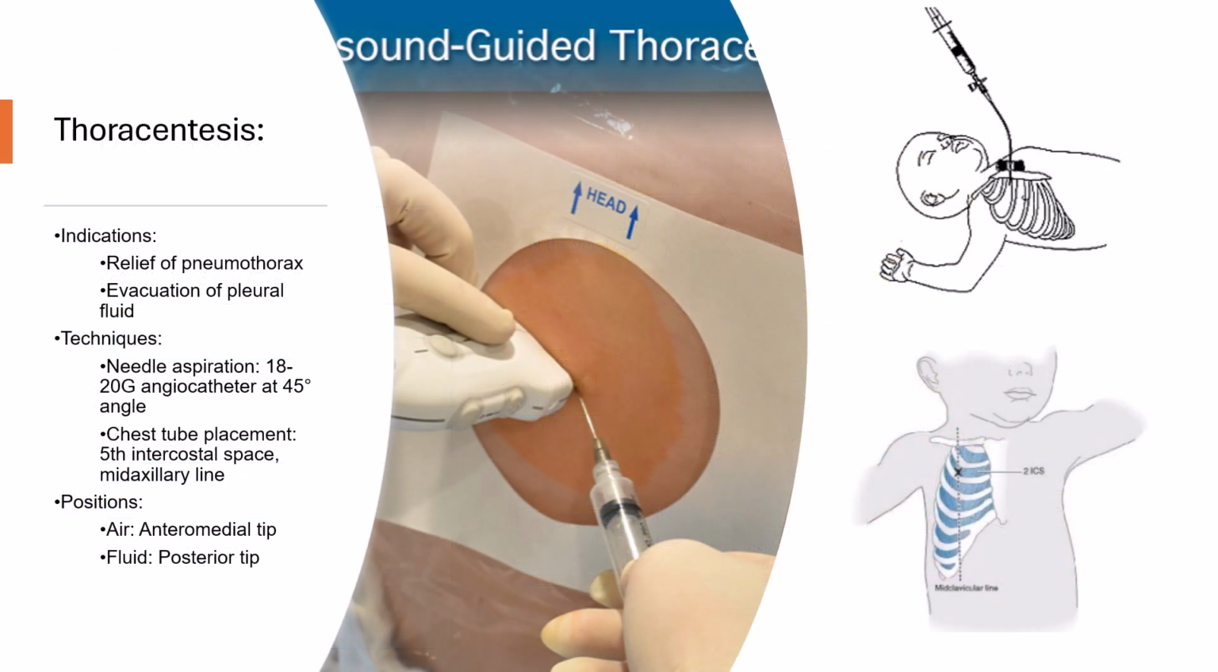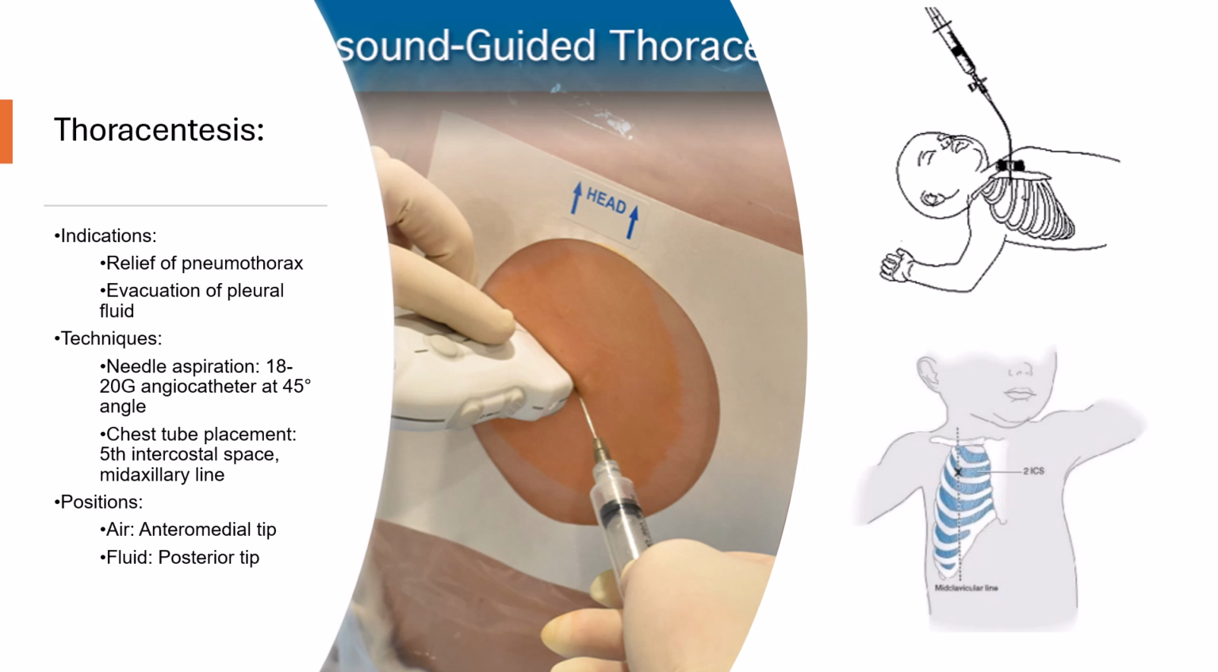Thoracentesis is performed to relieve pneumothorax or evacuate pleural fluid. The technique varies slightly depending on what you're draining. For needle aspiration of a pneumothorax, insert an 18 to 20 gauge angiocatheter at a 45-degree angle in the 2nd, 4th, or 5th intercostal space at the midclavicular line. Then, decrease to a 15-degree angle once the catheter enters the pleural space.